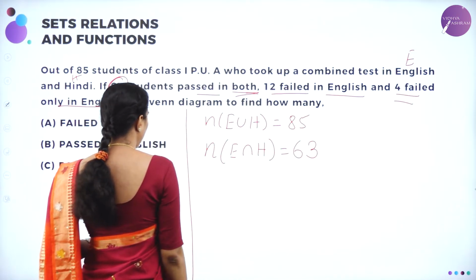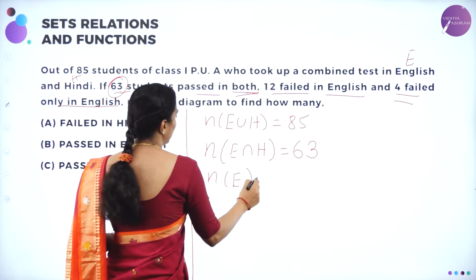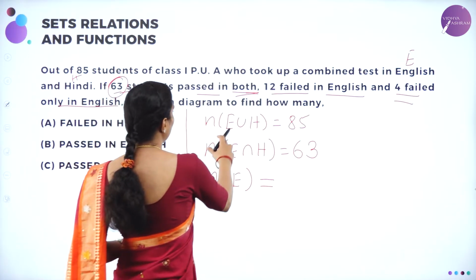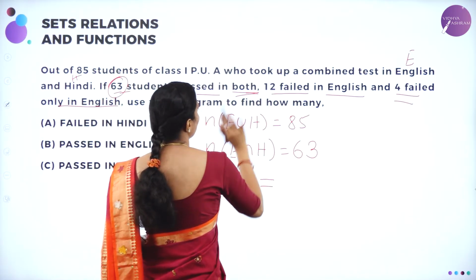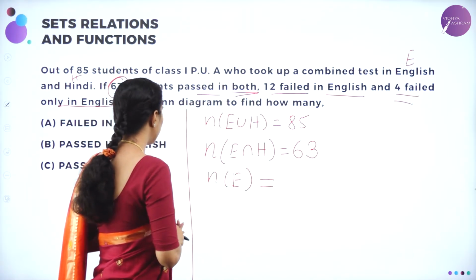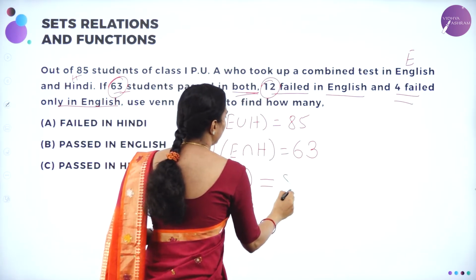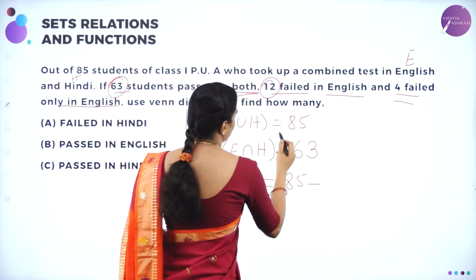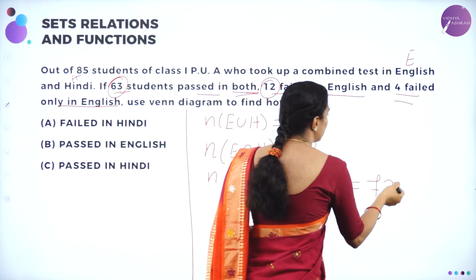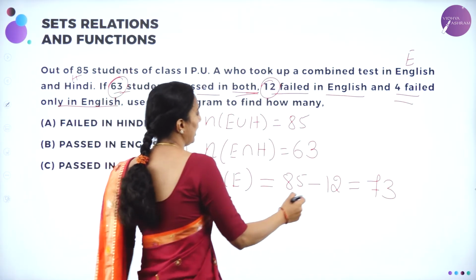Now what we want to calculate? N of English. I can have N of English equal to how many students passed there. That means total number of students minus those who failed in English. 12 will have failed in English. Therefore I can have 85 minus 12, who failed in English, equal to 73. These are all the number of students who passed English. So this is the B answer, correct?